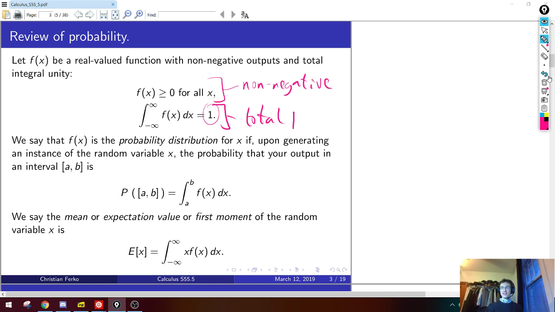Just because if x is a random variable that you can generate by some process, when I run that process to generate something, I have to get some answer, right? If this entire integral were a half, that would mean that half the time I run the process I just don't get an answer, which wouldn't make sense.